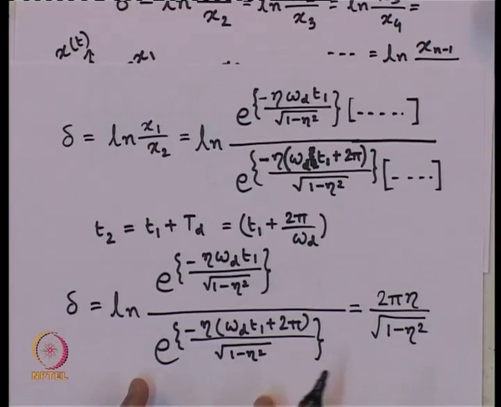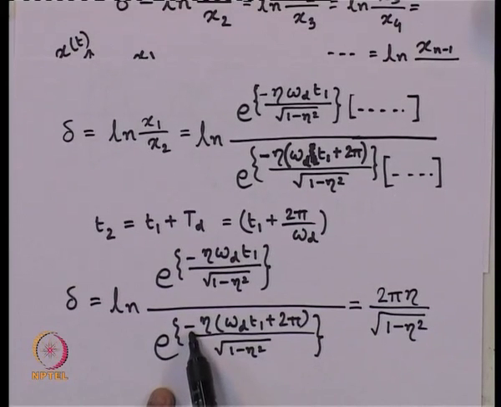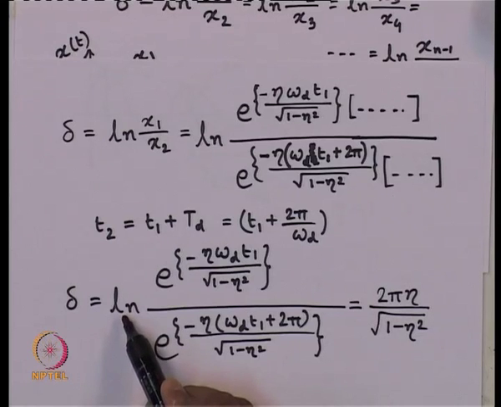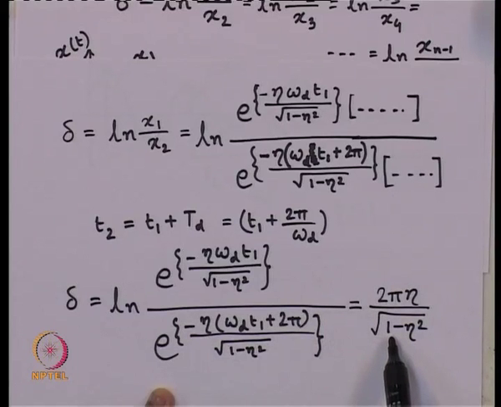From here I have separated it out: exponential of a plus b we can write as e to the power a times e to the power b. So, that is what I did. E to the power b is nothing but minus 2 pi eta by root over 1 minus eta square in the denominator, which in the numerator, if I take it, the minus sign will vanish, and this is exponential and this is natural logarithm. So, of course, the coefficient will be the final result.